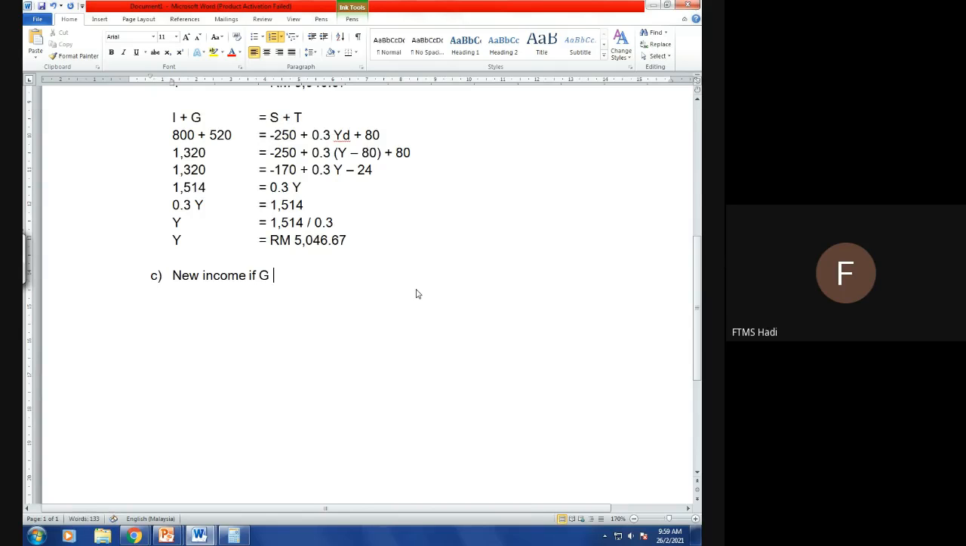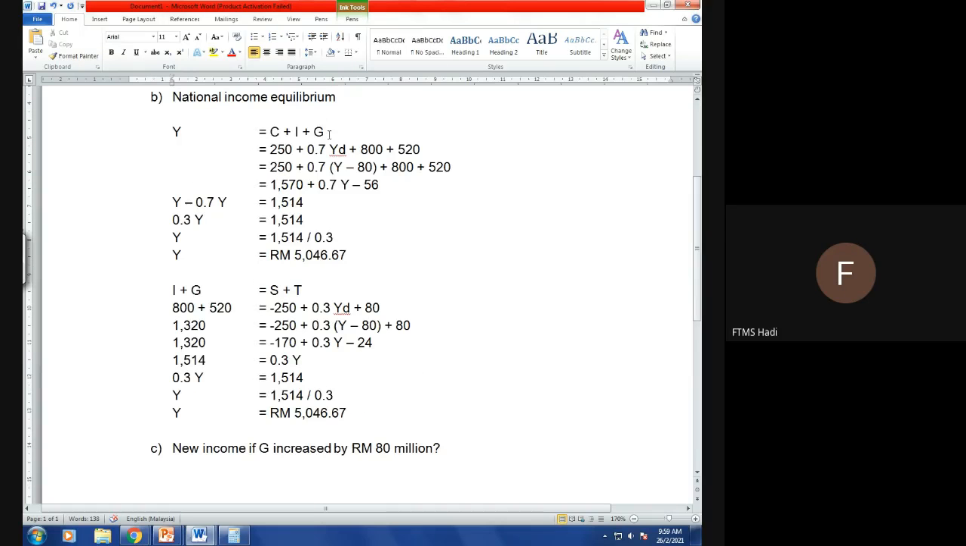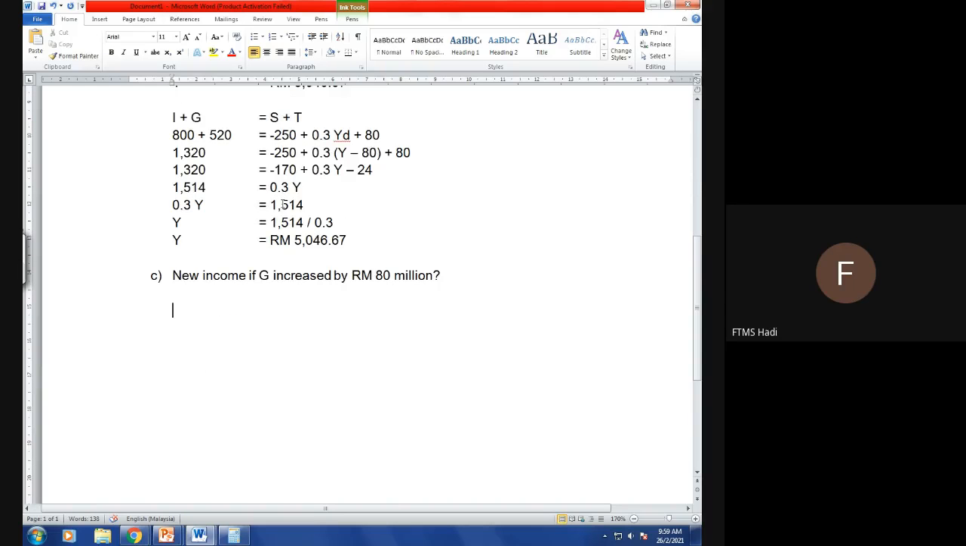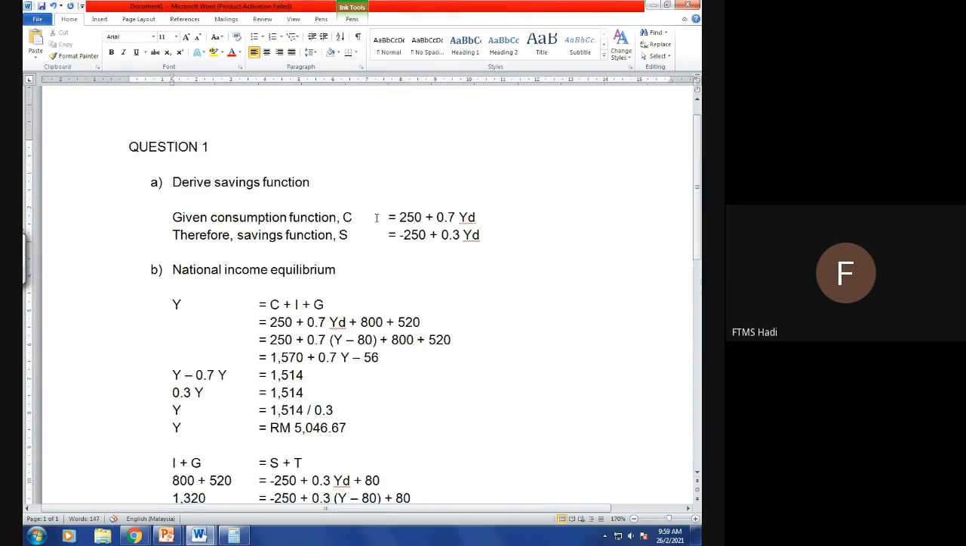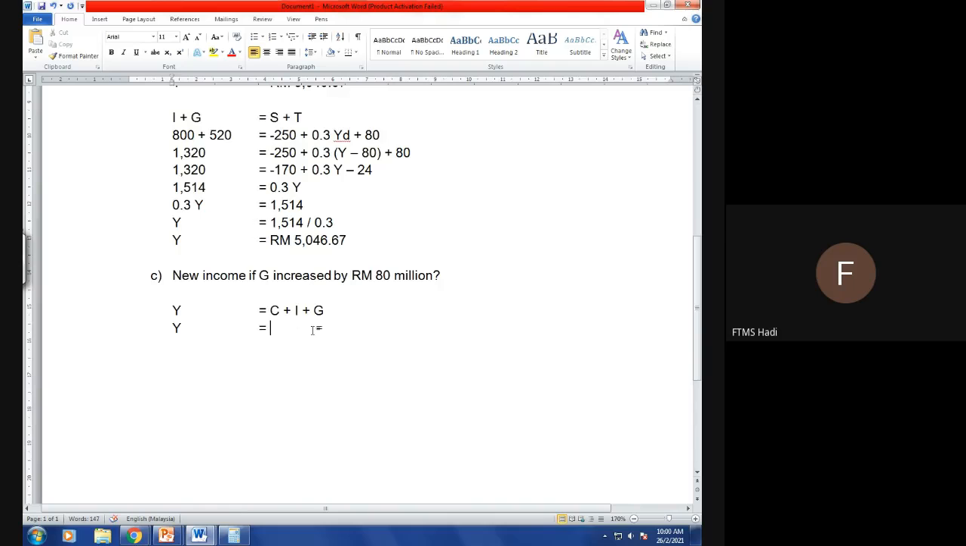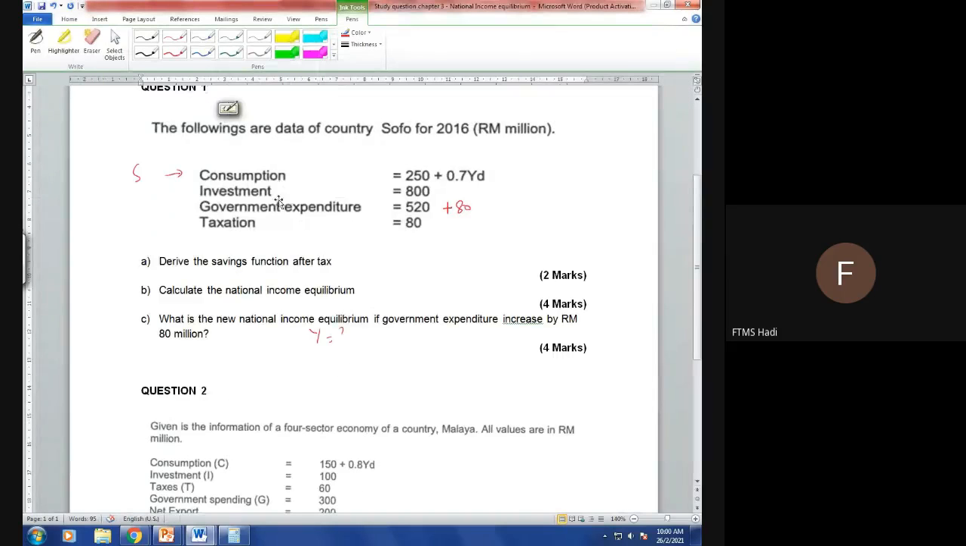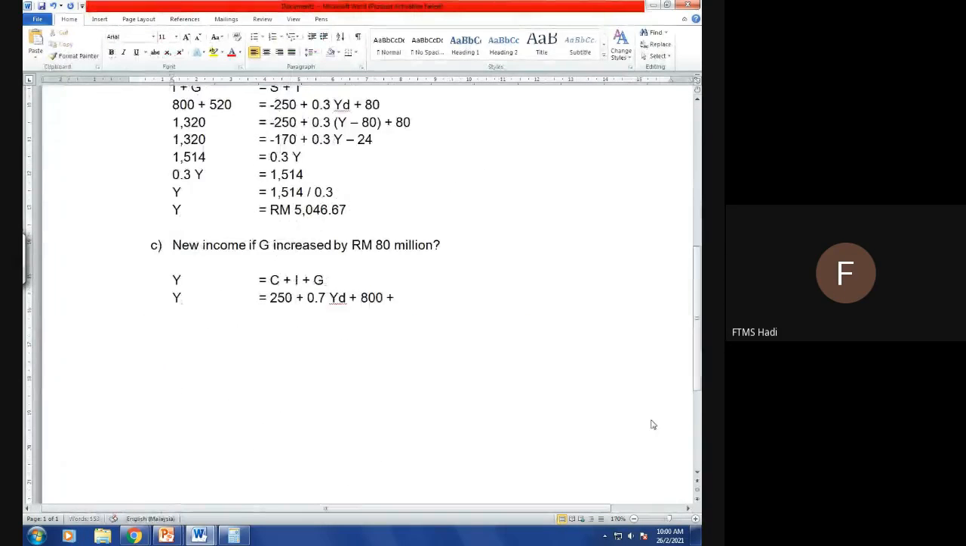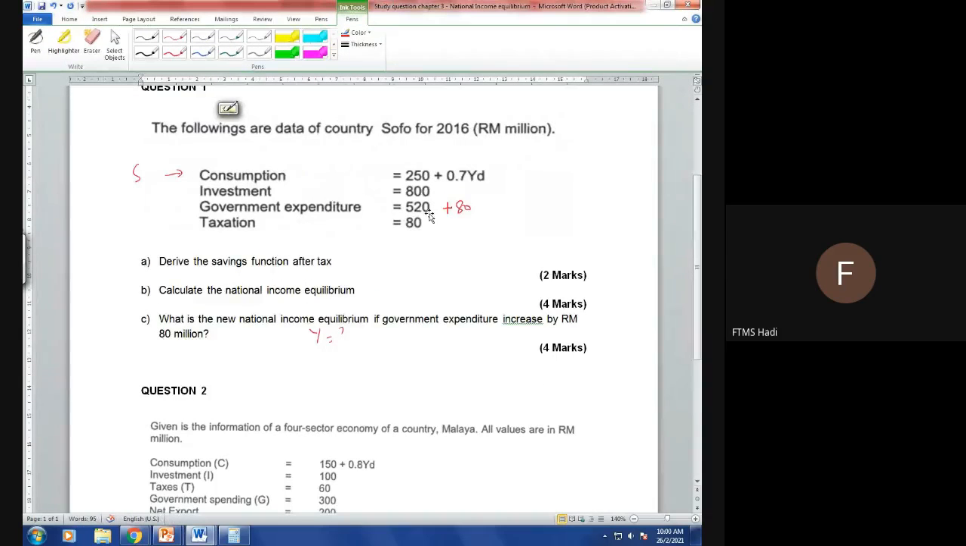If G increases, okay. Again, you can do the same from either one of the formulas. Let's say I use the simple one, Y equals C plus I plus G. Earlier we were talking about this C. If you use the C measure, you take this C: 250 plus 0.4. Plus I, investment. How much was the investment? Investment is 800. Plus G, earlier 520.